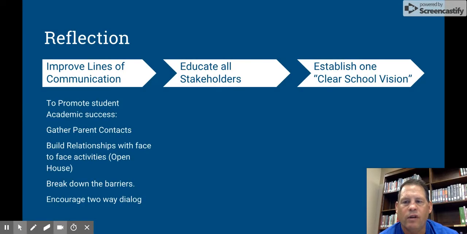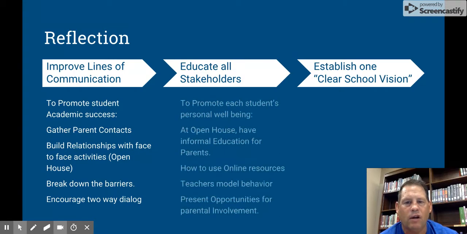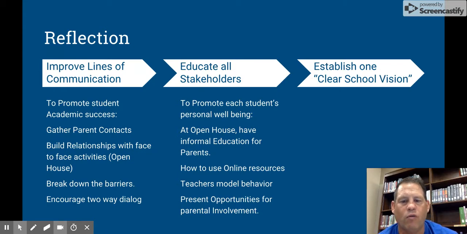Reflecting. Improving these lines of communication, when we reflect upon that, basically we wanted to promote student academic success. We're going to gather contacts of the parents, build relationships with face-to-face and open houses, need to break down barriers and encourage this two-way dialogue. To educate all stakeholders, that was to promote each student's personal well-being. At this open house, have informal education for the parents, how to use online resources. Teachers need to model the good behavior, and you're going to present opportunities for parental involvement at this particular time.